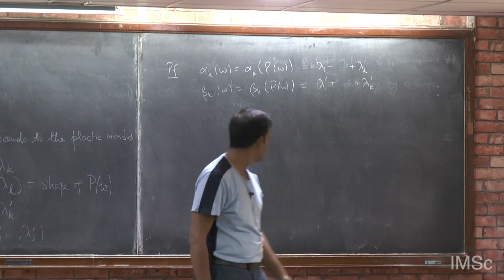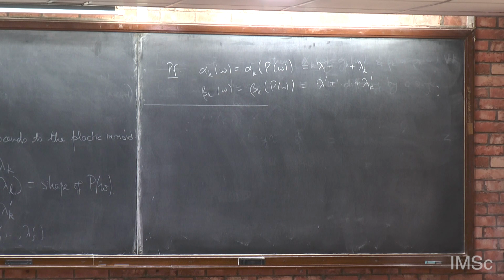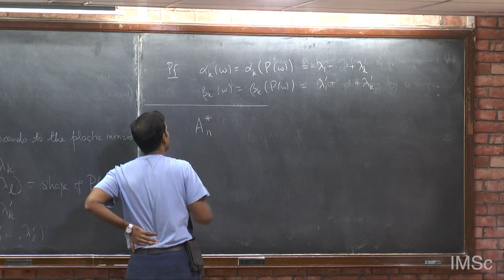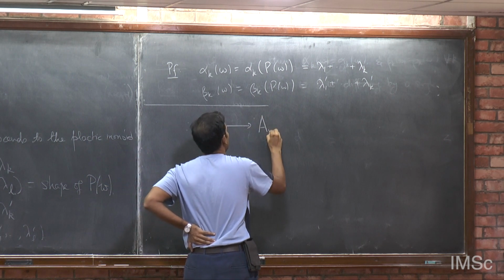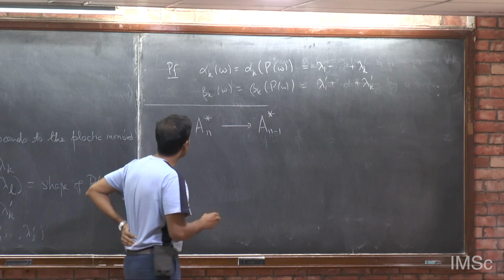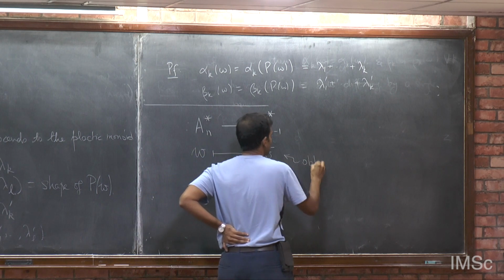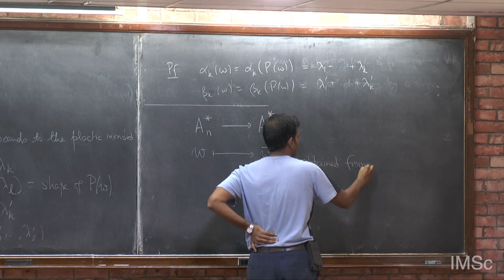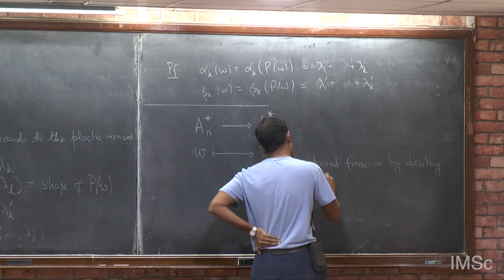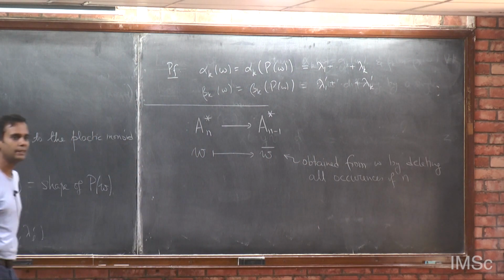Okay, so now let's come back to this. Oh yeah, there's one more thing I want to talk about, which is what happens when you remove a letter from your alphabet. So you have this map from A_n star to A_{n-1} star. What I'm doing is just removing the last letter from my alphabet. So wherever that occurs, this is obtained from W by deleting all occurrences of n. Whenever n appears, you just delete it.